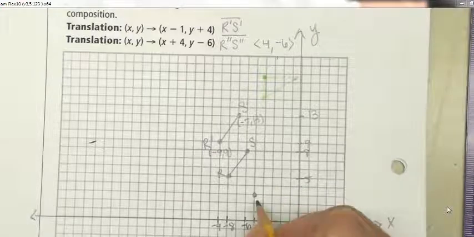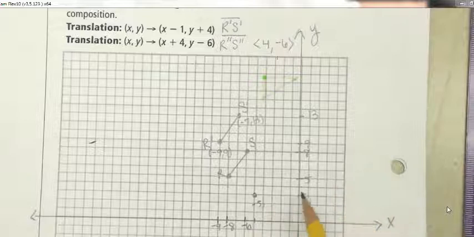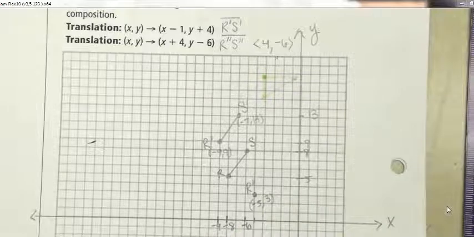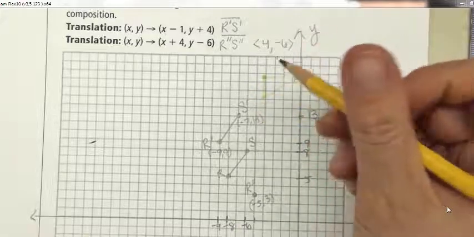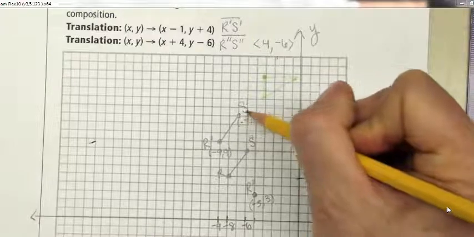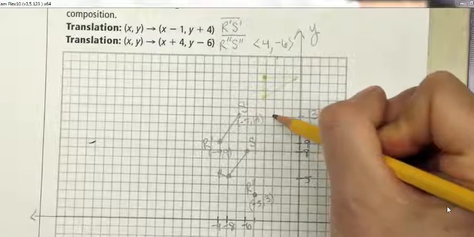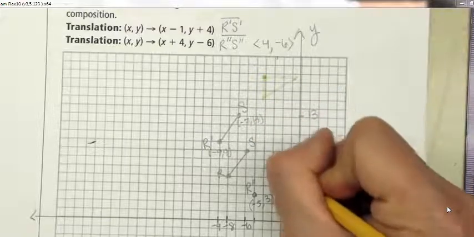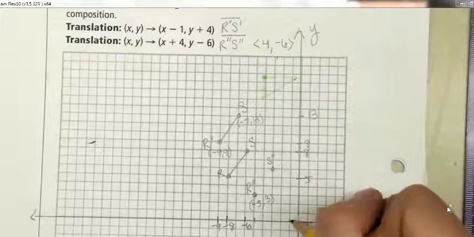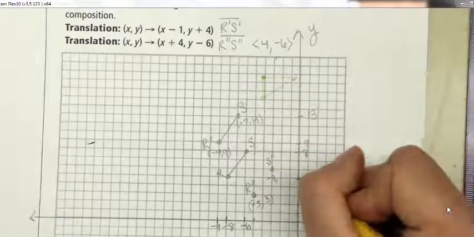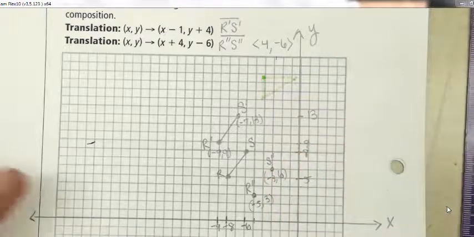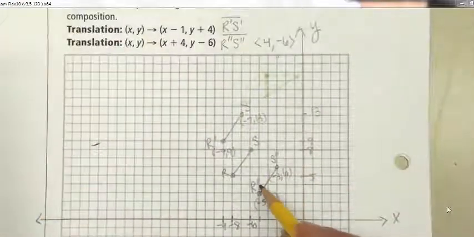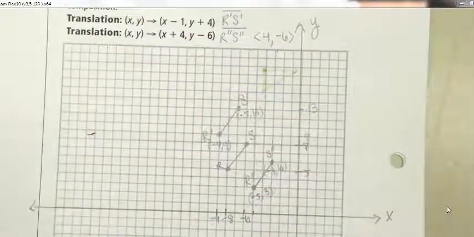So that's going to put me at (-5, 3). And that is now R double prime. Okay, I'll do the same exact thing with S. So I'm going to go right 4, 1, 2, 3, 4, and down 6. 1, 2, 3, 4, 5, 6. That's S double prime, and that puts me at (-3, 6). Make sure I got the same slope so I know that they're parallel, because they should be.